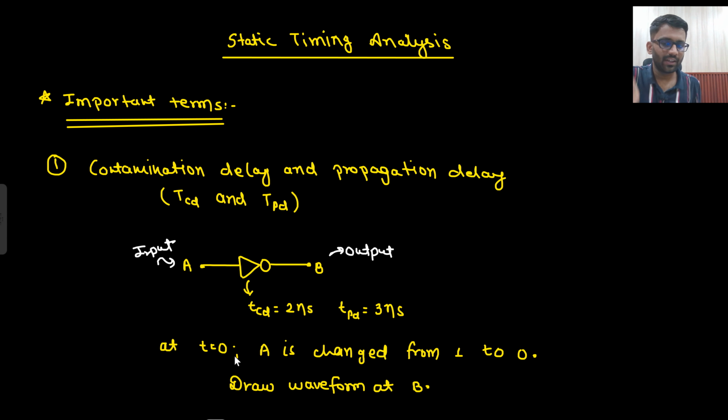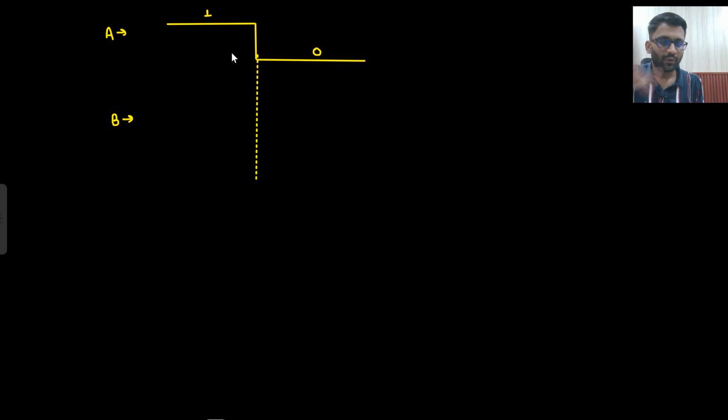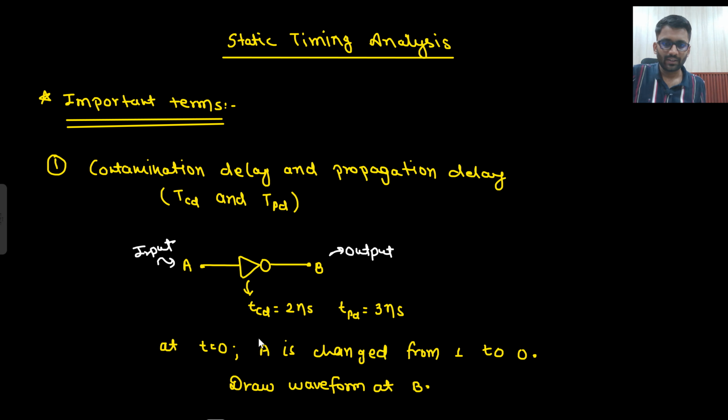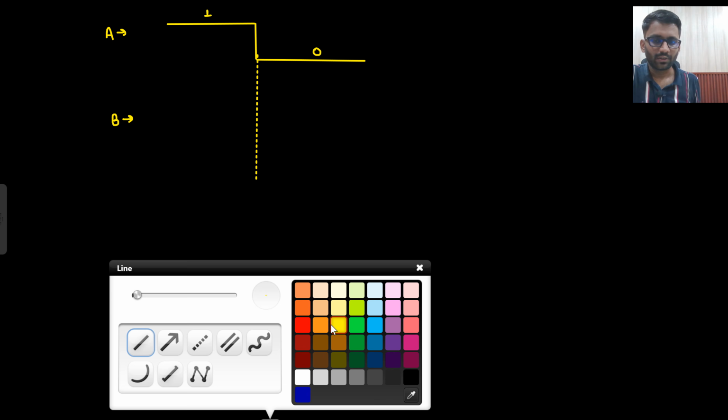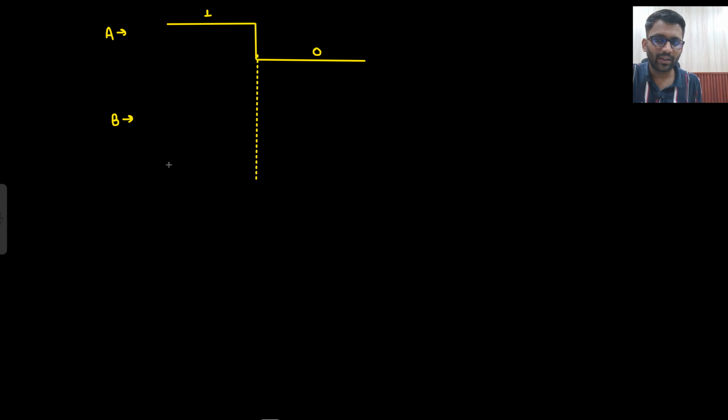Now they are saying that at t equals 0, your input is changing from 1 to 0, and you need to draw the waveform at B. Contamination delay is 2 nanosecond and propagation delay is 3 nanosecond. Let's see what it means. For t less than 0, input was at 1, because they are saying it is changing from 1 to 0. So certainly your output would have been at 0, because this is a simple inverter.